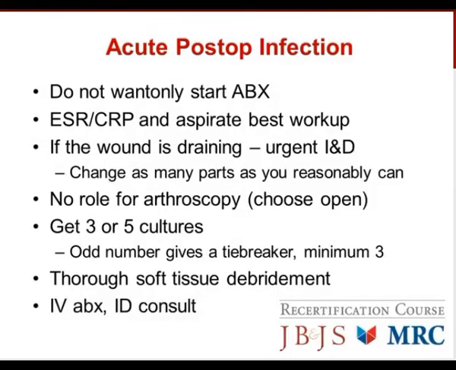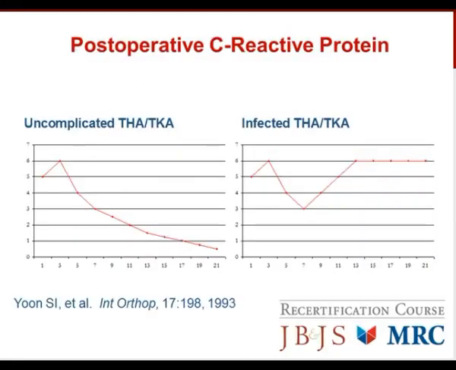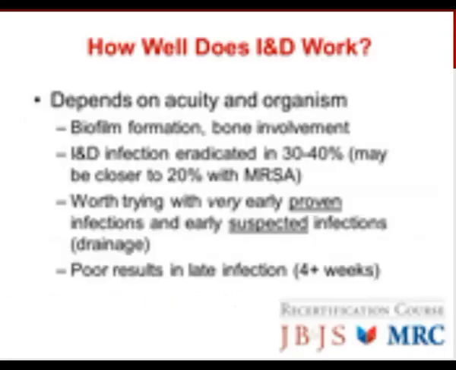With the acute postoperative infection, you want to avoid starting antibiotics. Drawing labs and taking the patient for an I&D is important if the wound is draining. You don't want to bury your head in the sand with these patients. Taking the patient back to the operating room if you've decided to retain implants is critical. CRP should go down over time. If you're concerned about a patient and whether or not they have an infection, and the CRP remains elevated, this can be very concerning for a persistent infection.